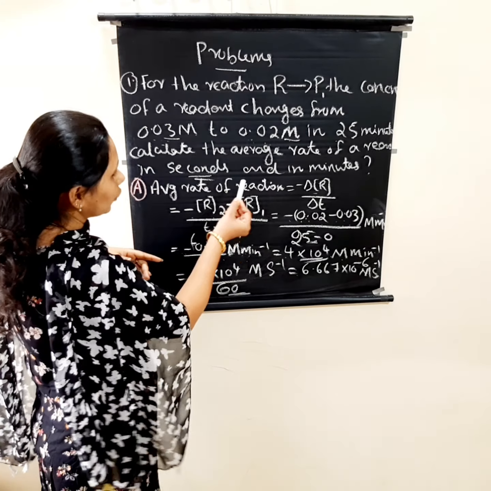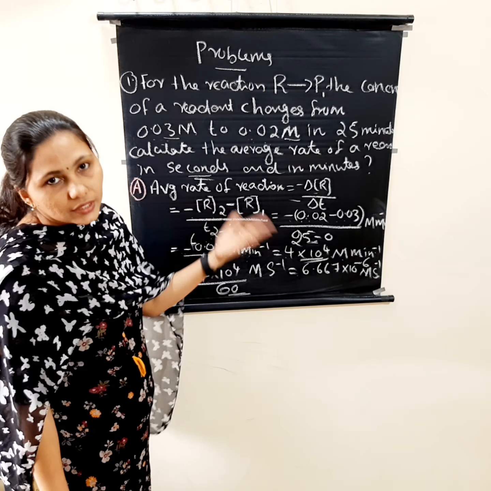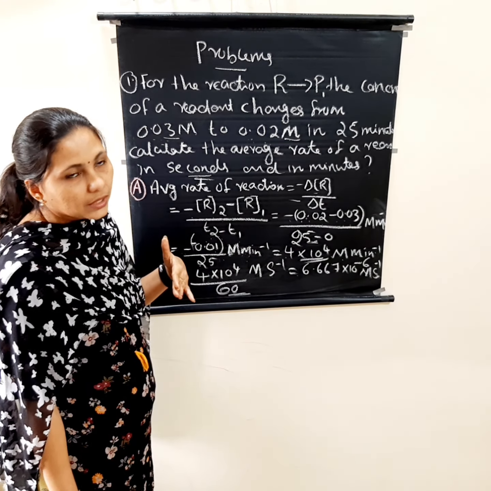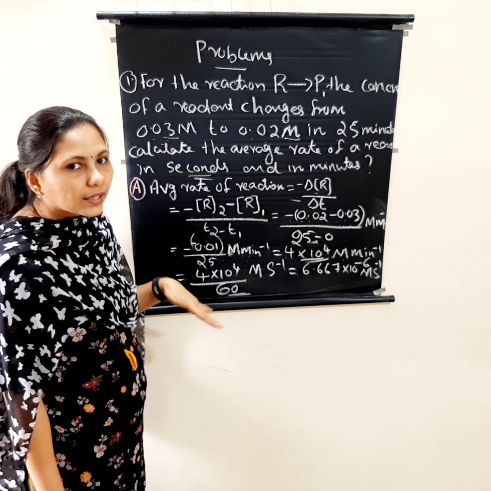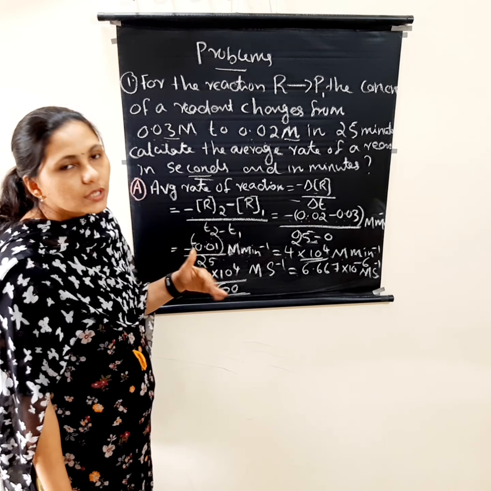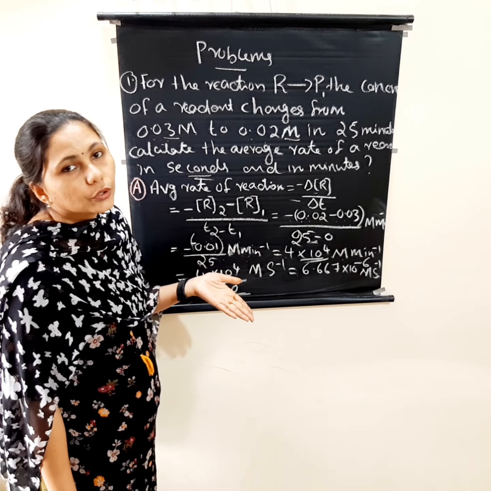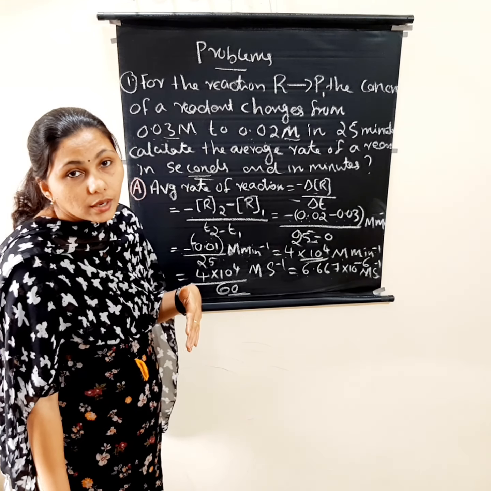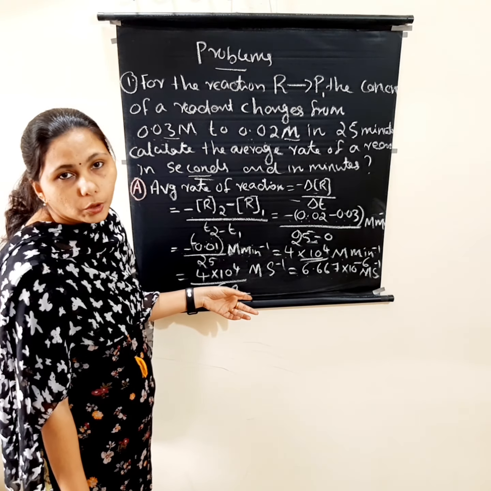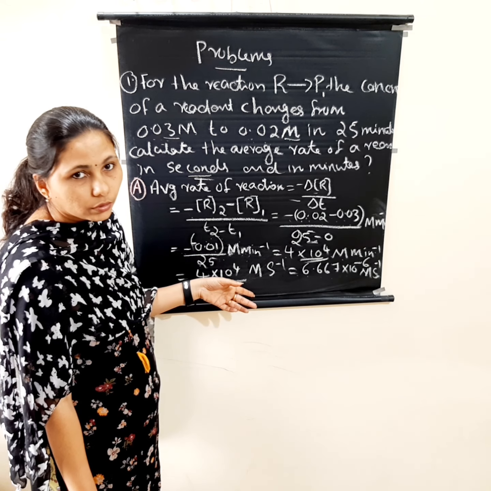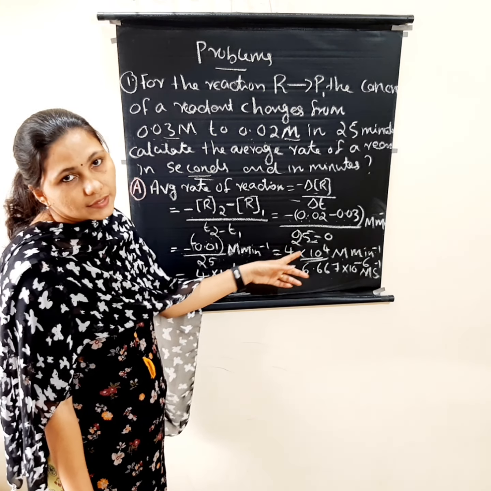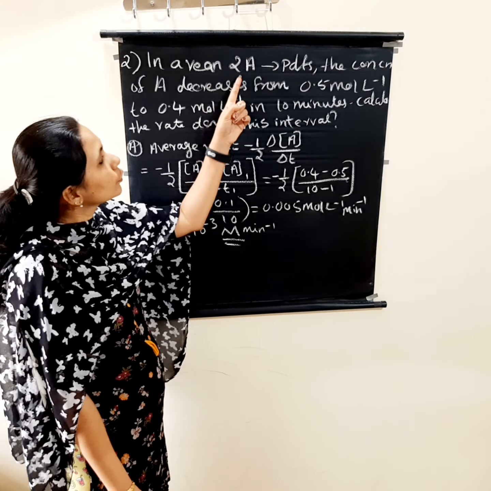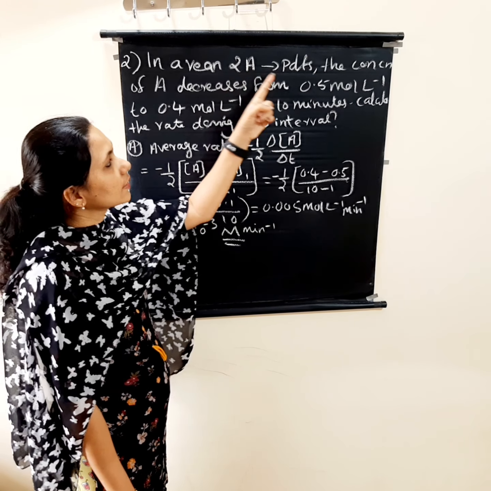So first you have to write the equation for average rate, then substitute the initial concentration, final concentration, initial time and final time, and calculate in minutes. Then divide the value we got by 60 to convert it into seconds. So we will get 6.667 into 10 raised to minus 6 molar per second. Is this problem clear? Any doubt? Clear, all of you? So this is in seconds and this is in minutes. Clear? Second problem.